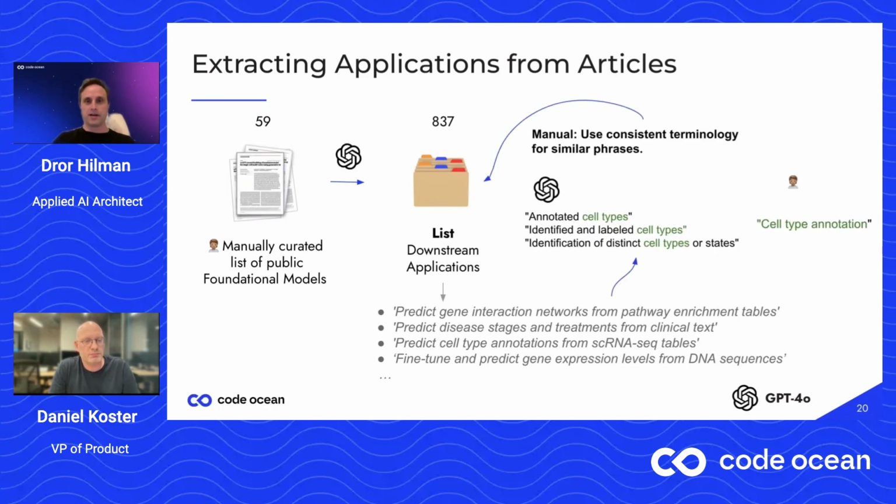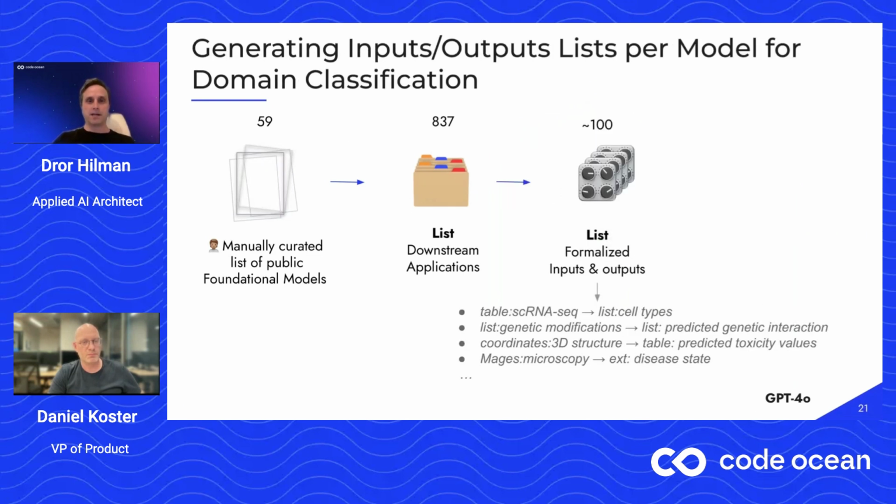But after a few iterations, what you usually want to do is to make it more consistent in its terminology, because GPT-4 tends to be very creative, as I said. For example, it called the same thing in different terms, like annotated cell types, identified and labeled cell types, identification of distinct cell type or state. So after one round, I told it to take all these similar concepts and make it just cell type annotation. So you can minimize it to a much smaller number of use cases.